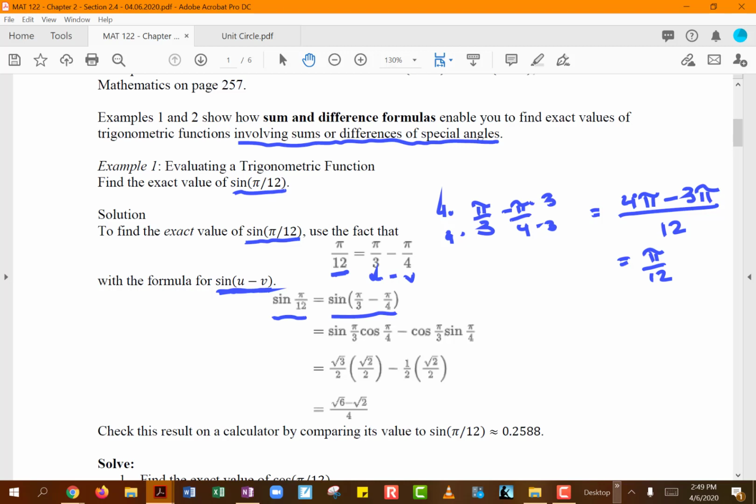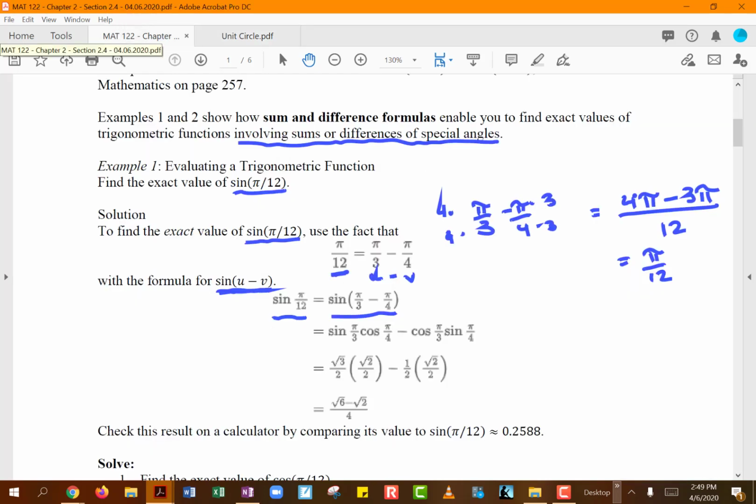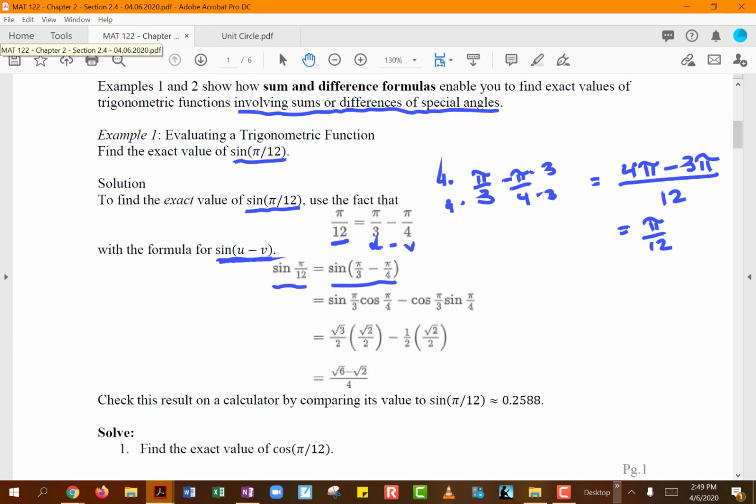So really quickly, let's look at our unit circle here for these two angles, pi over 3 and pi over 4. So that would be pi over 3 here, pi over 4 here. So you're looking at the cosine and sine function. So that's going to be 1/2, square root of 3 over 2, square root of 2 over 2, square root of 2 over 2. So those are the numbers that we are using here. So square root of 3 over 2 multiplied by square root of 2 over 2, keeping that same minus sign from our formula, and then 1/2 times square root of 2 over 2.